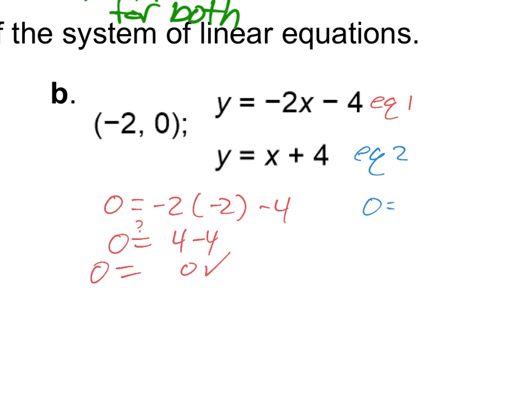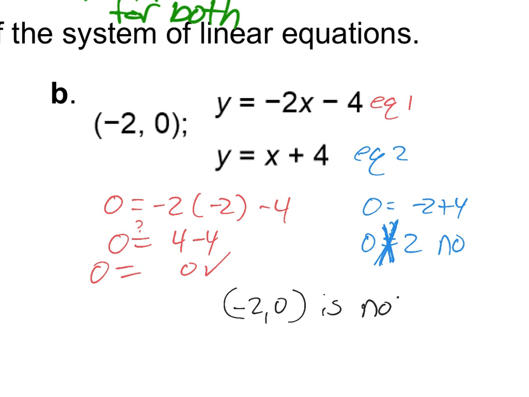Let's go ahead and do equation number 2 now. So 0 equals negative 2 plus 4. Is 0 the same thing as negative 2 plus 4, which is 2? That is a no. So our final answer is (negative 2, 0) is not a solution.